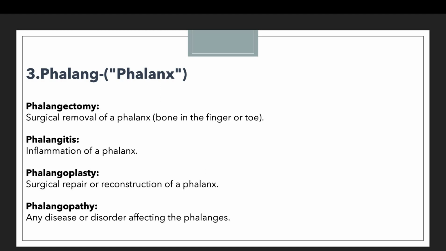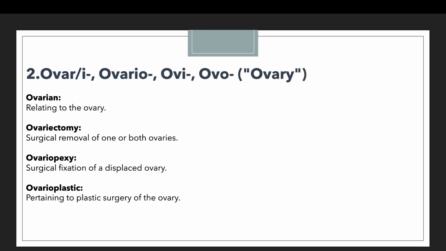Likewise, if you look at the fourth and last example for this prefix, it is phalangopathy. What is phalangopathy? Any disease or disorder affecting the phalanges. Then this situation or condition or disease we will denote with the help of phalangopathy. Got it? So one thing which is common in all of these examples is phalanx, or you can say finger or toe bone, because everywhere we are talking about finger or toe bone, right? So that's why we are using the prefix phalange. So yeah, these are all the prefixes which I would like to share with you in this session.